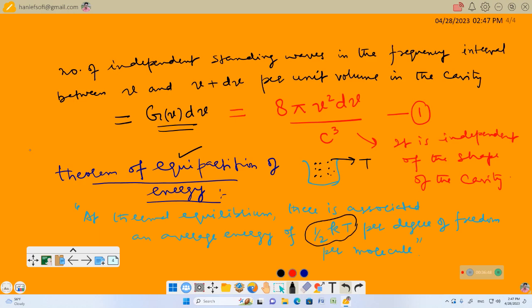What is this k? You know it. It is Boltzmann constant. Its value is small, 1.38 into 10 raised to the power minus 23 joule per Kelvin. What is the degree of freedom?